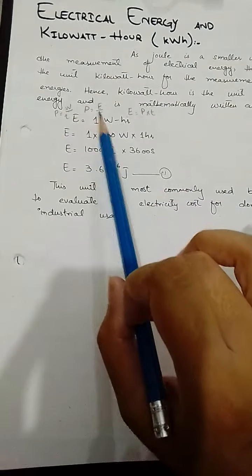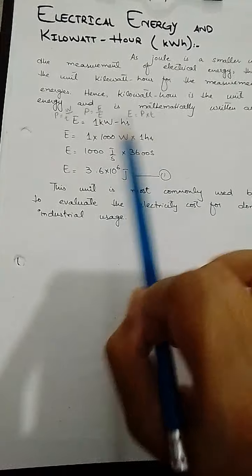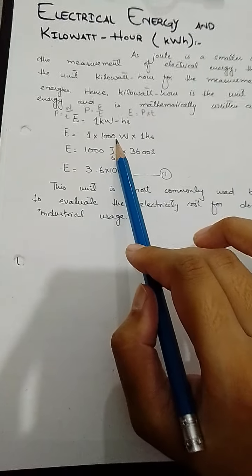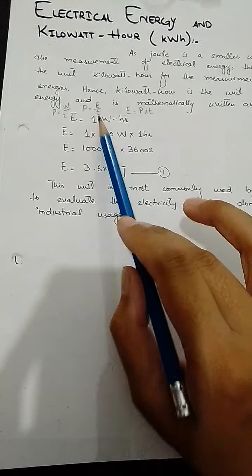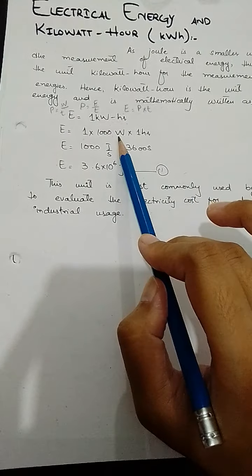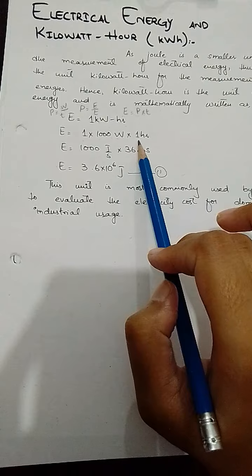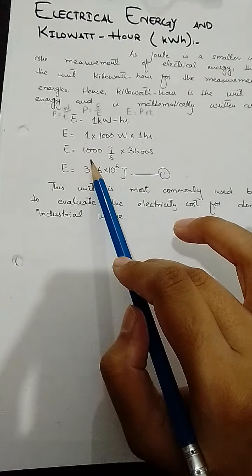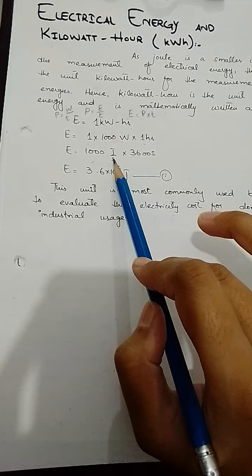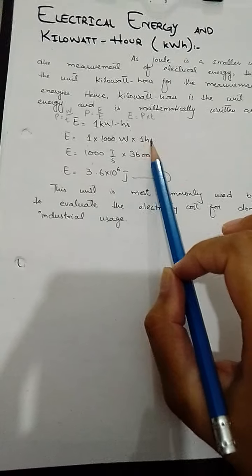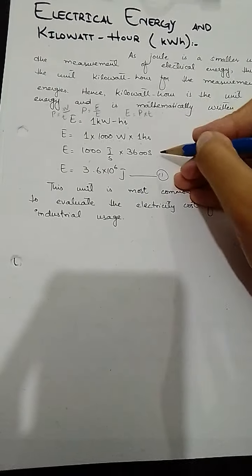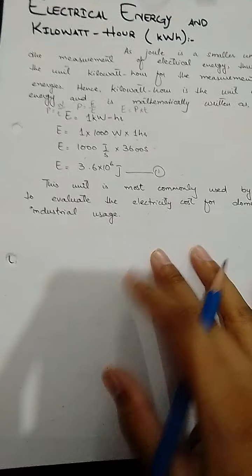So simply putting the value of kilo here and hour in SI units. In place of kilo we can simply put 1000. So 1 into 1000, and watt and hour remain as they are, 1 hour. Now 1 into 1000 gives us 1000. In place of watt we will write its basic unit, and in place of 1 hour we will write 3600 seconds. So we have basically converted it into base units.